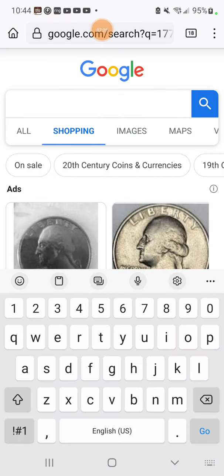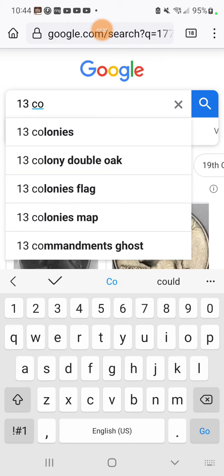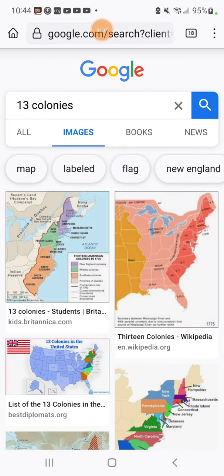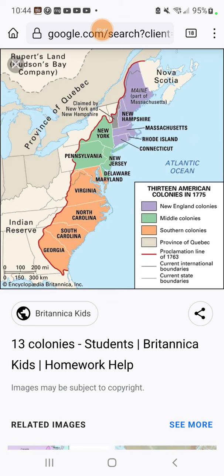Give you a quick visual. The 13 colonies, to get an image of what they were. All right. So here you see the 13 colonies, right? From Maine down to Georgia. These were the 13 colonies, and this is where these Edomites primarily lived. All right. And as you see on the outside, Indian Reserve.